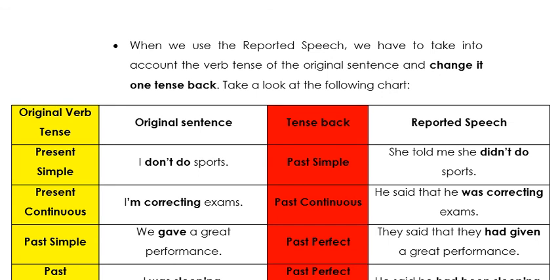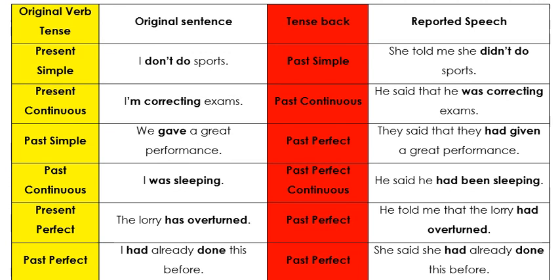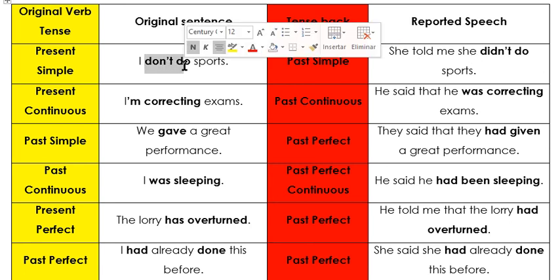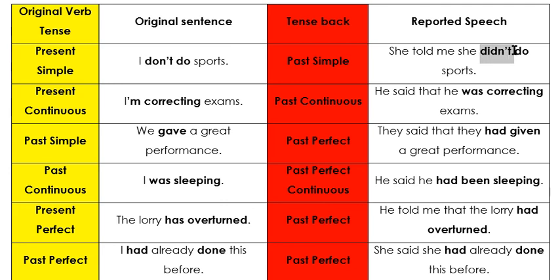Here we have a chart with the different tenses, okay, and a tense back. So if we have present simple, it changes to past simple. I don't do sports. This is the original sentence. And the report speech, she told me she didn't do sports. See, present simple here, don't do. Past simple in report speech, didn't do.